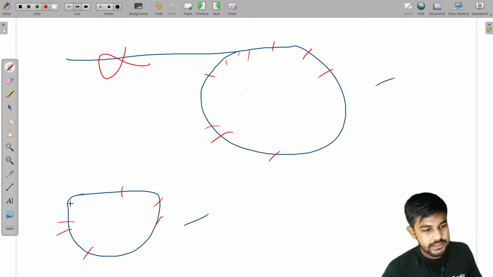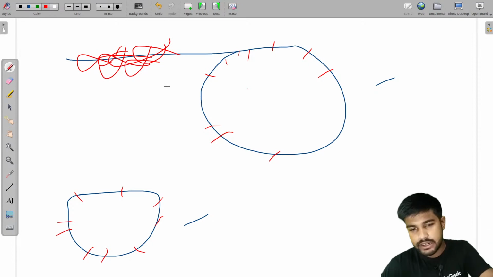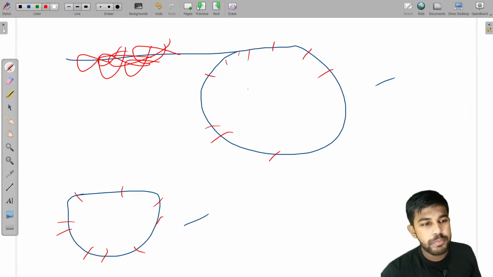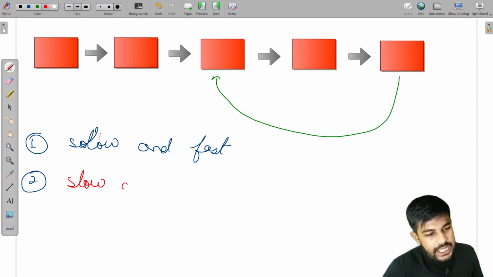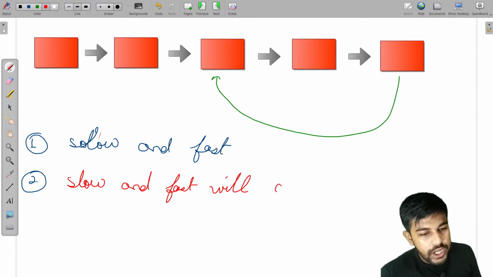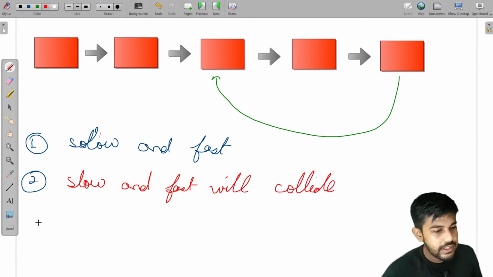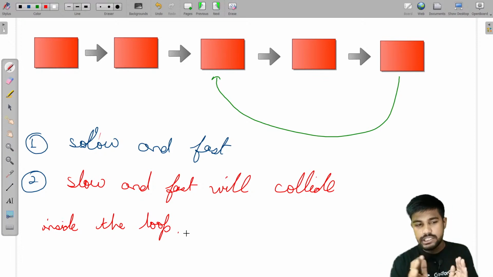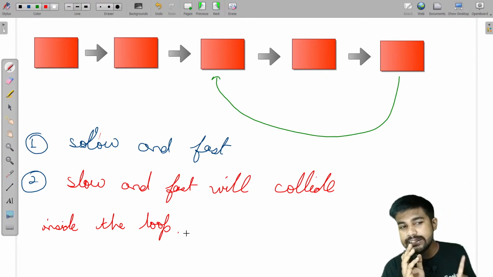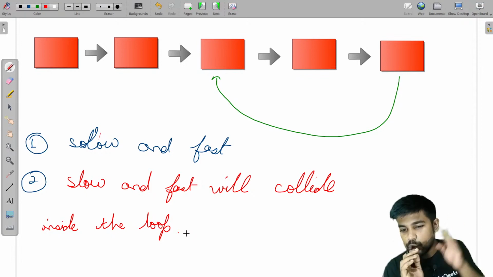Anywhere in the circle of this. Not here. Absolutely not here. It won't lie here. It would only lie inside the loop. So slow and fast will collide inside the loop. The second hint is they would collide inside the loop.